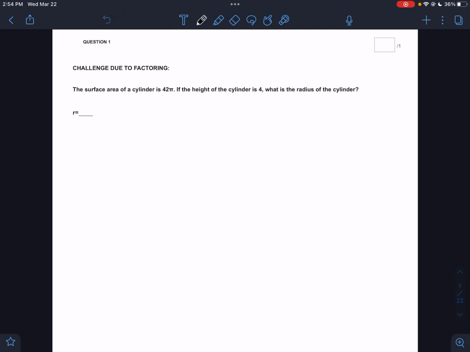Number one says the surface area of a cylinder is 42 pi. The height of the cylinder is 4. What is the radius of the cylinder? So we know that the surface area of a cylinder is 2 pi RH plus 2 pi R squared. You got to know your formulas. We talked about those quite a bit. Plug in the parts that we know.